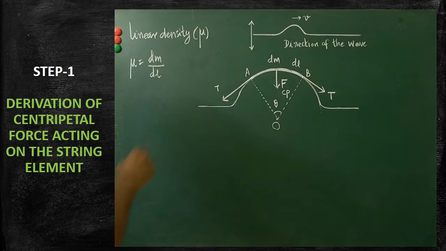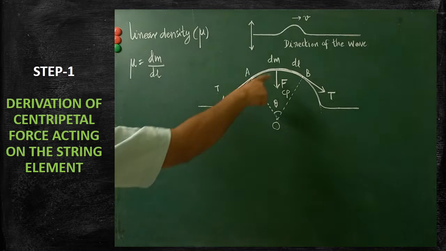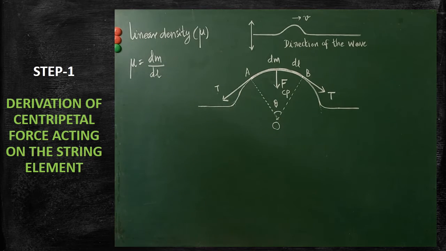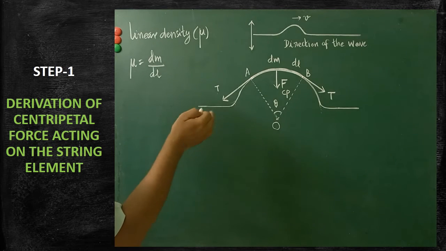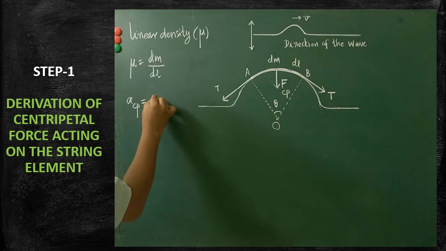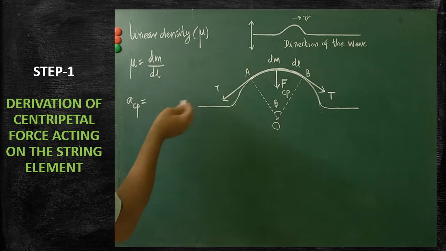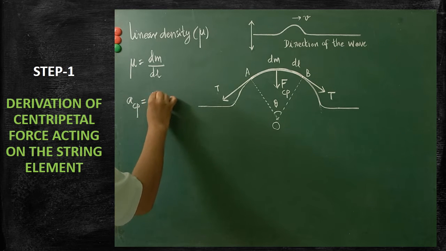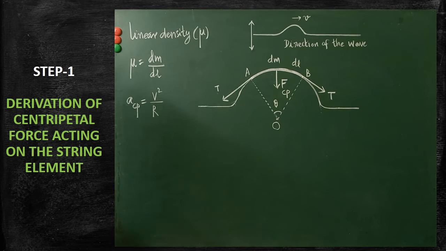Understood? Now we have to find the expression for centripetal force. Since it is acting towards the center, it is called centripetal force. Before calculating the centripetal force, we should know the expression for centripetal acceleration. So what is ACP? Centripetal acceleration, ACP, is nothing but, as you learned in the first volume, V square divided by R. That is the formula.